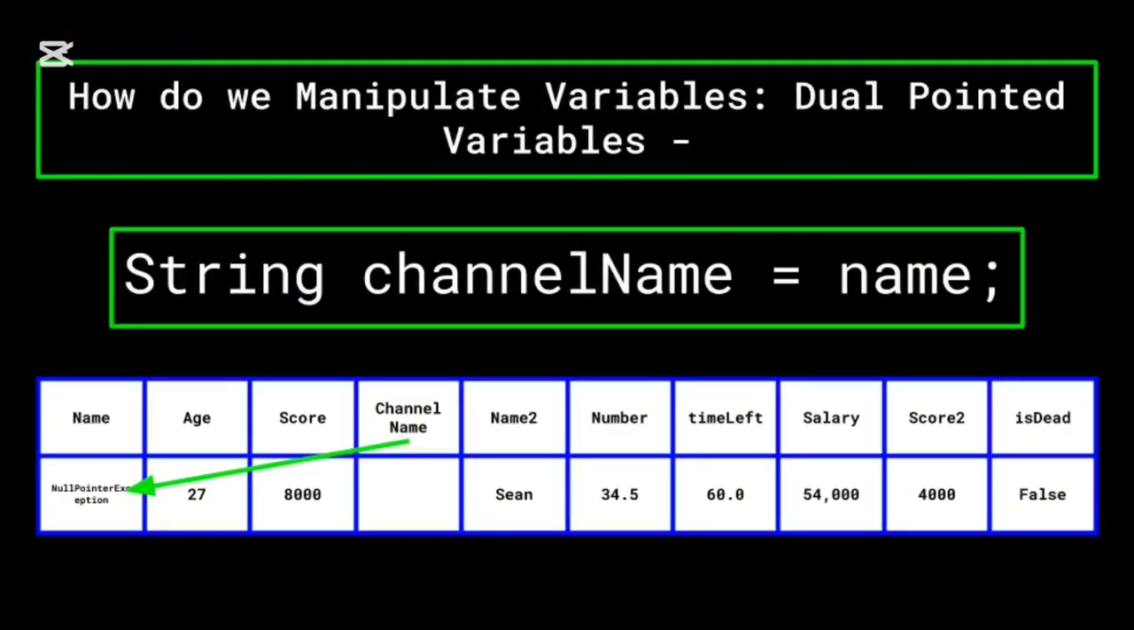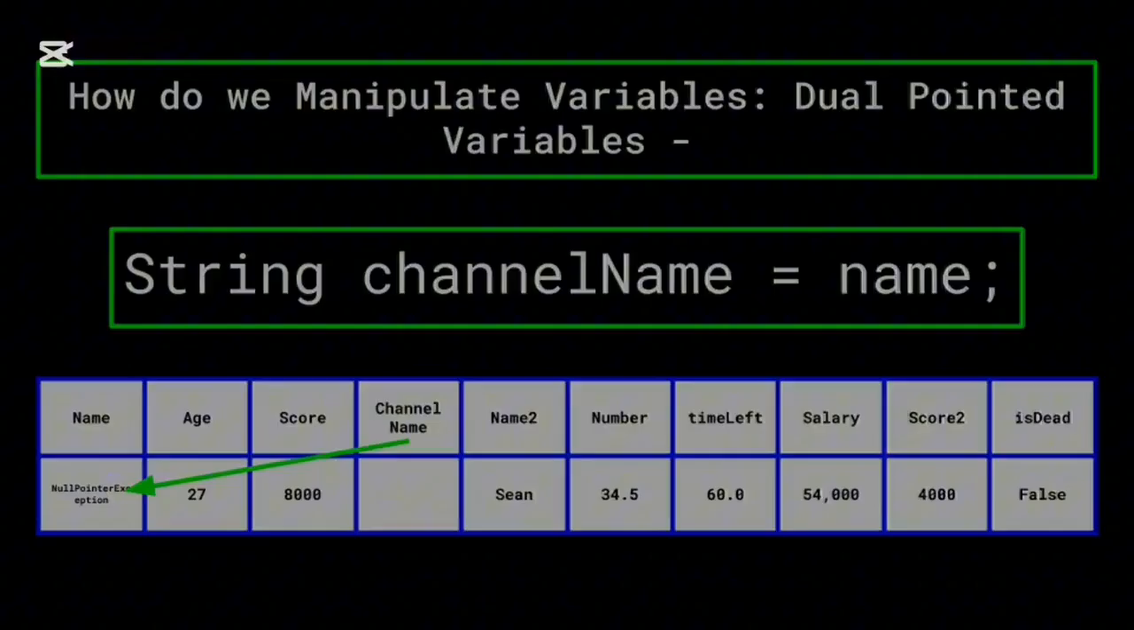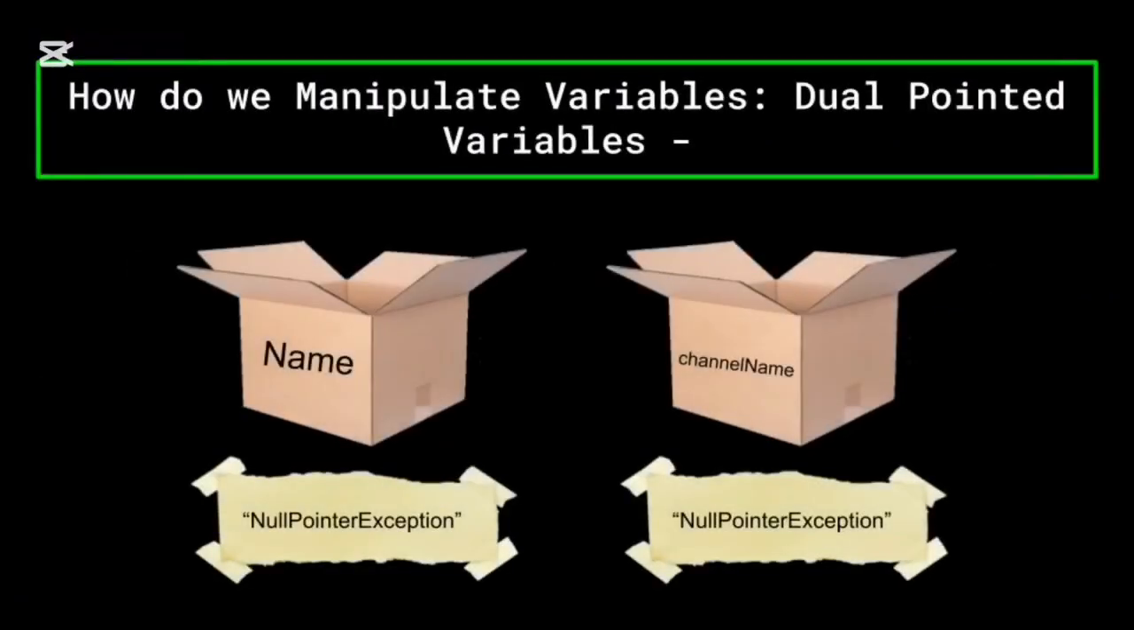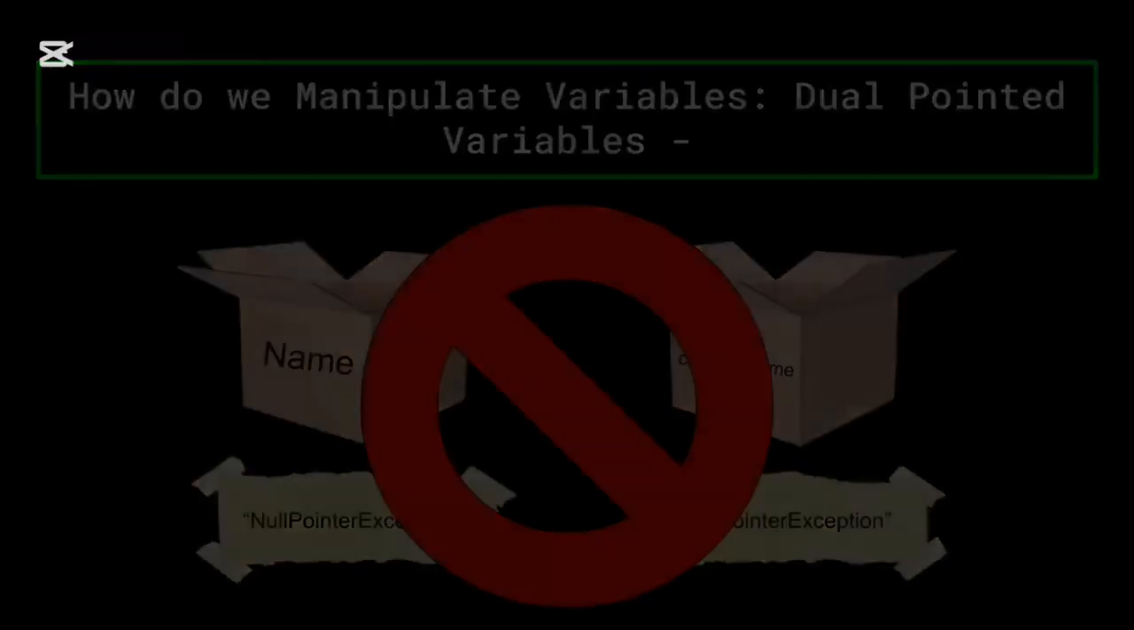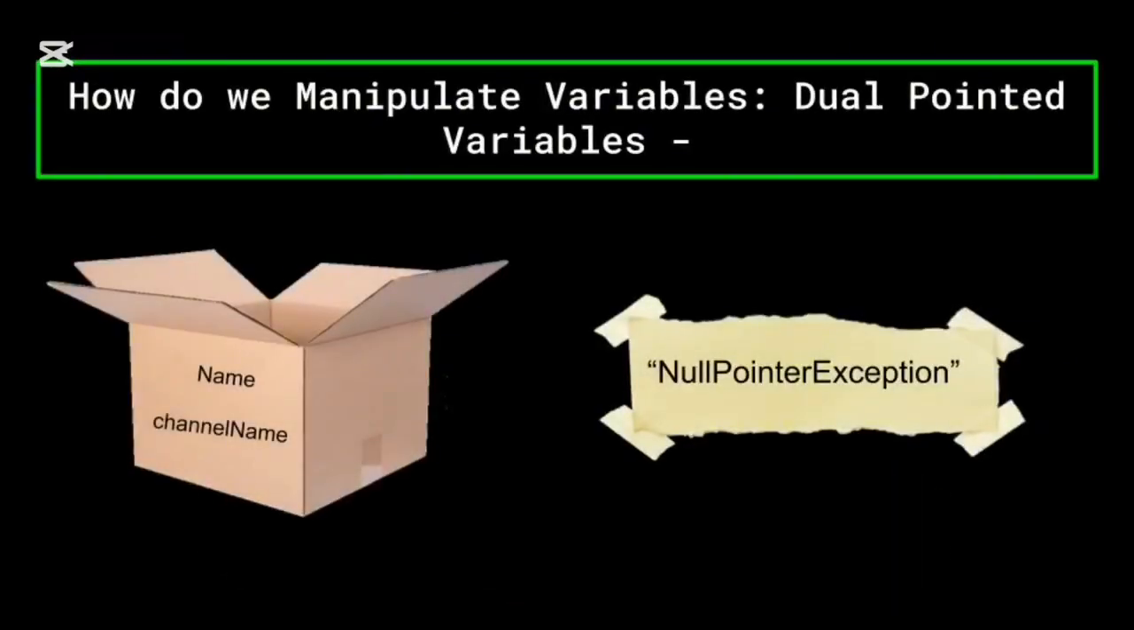Going back to our storage facility example, this would be like instead of creating a whole new box labeled channel name and storing a sheet of paper with the words null pointer exception on it, we instead simply added another label below the name box entitled channel name. Now we have two variables which point to the same contents, that being the string null pointer exception. We usually do this to save space in our code for things that we know are going to have the same value.